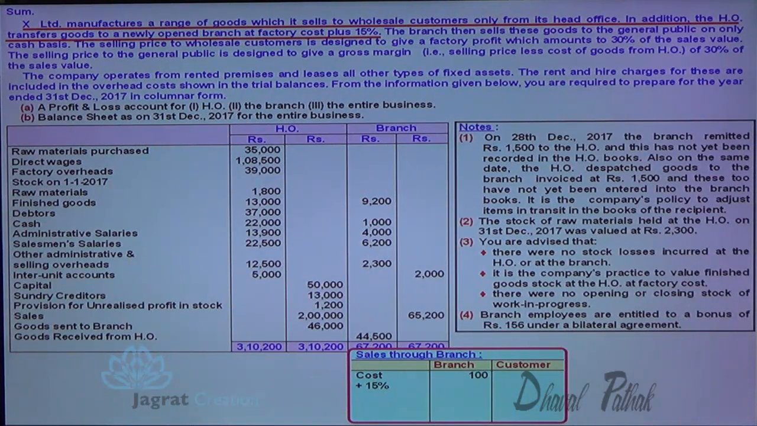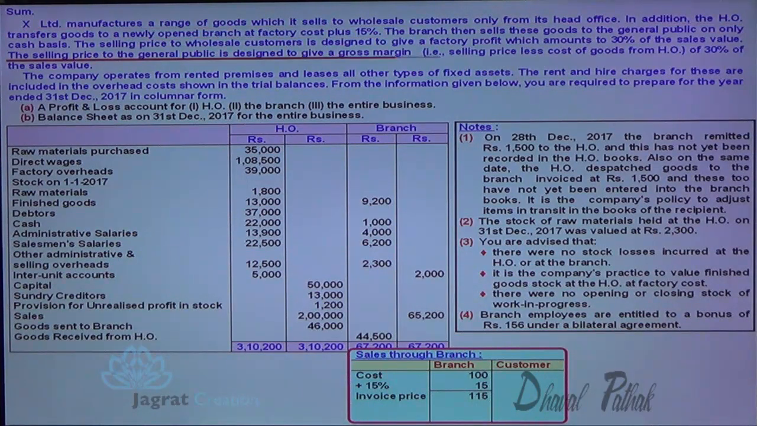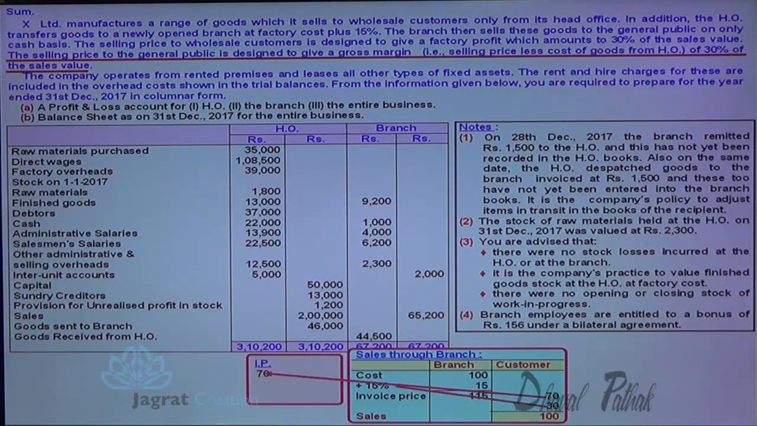15 is the load, so invoice price is 115. Now goods are sold to the public at a profit of 30% on the sales price. So if 100 is the sales price, then 30 is the profit, then 70 is the invoice price. And if 70 is the invoice price, then 30 is the profit. How much for 115?